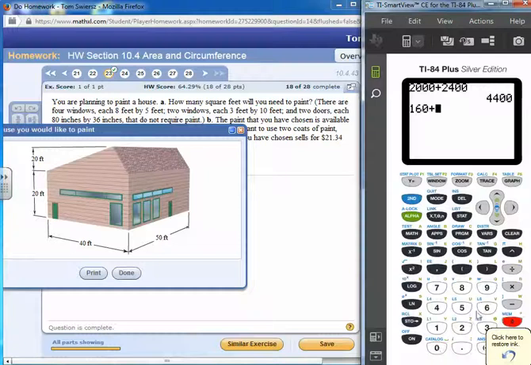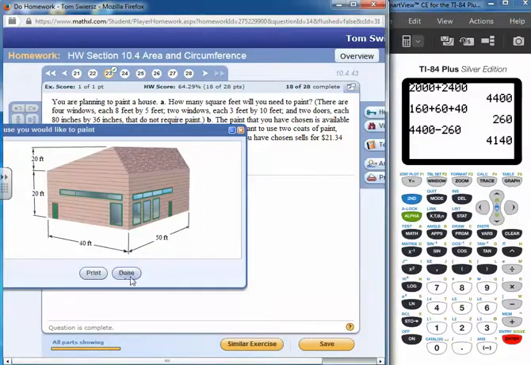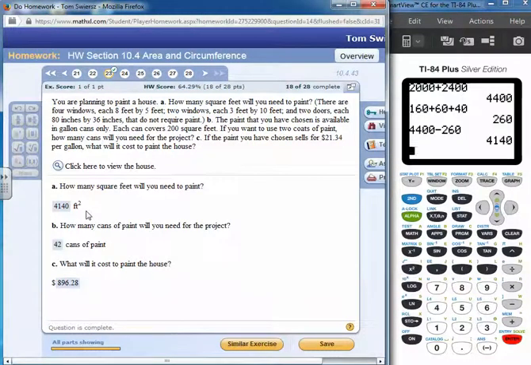160 plus 60 for the other 2 windows plus 40 for the 2 doors, and we get 260. So now the area is what? The 4 sides, 4,400. Take away the area of the 6 windows and the 2 doors, which is 260, and we're left with an area of 4,140 square feet. Okay? And there's the correct answer, 4,140 square feet.